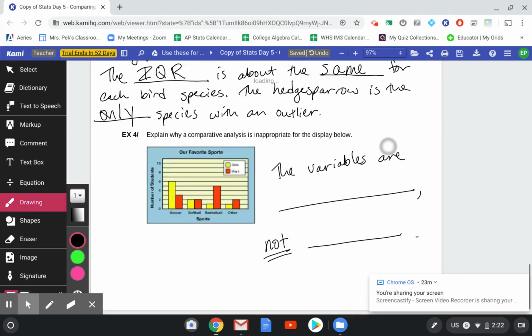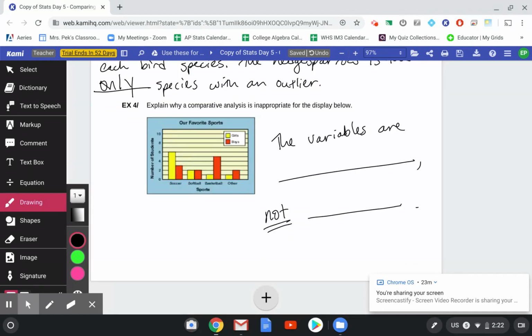All right, and then the last little piece here: explain why comparative analysis is inappropriate for this display. So we have favorite types of sports between girls and boys, and unfortunately we can't do a comparative analysis because these variables are categorical and not quantitative or numerical. You can only do comparative analysis for numerical data.